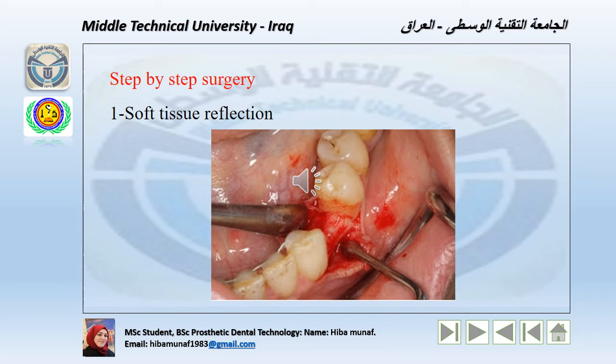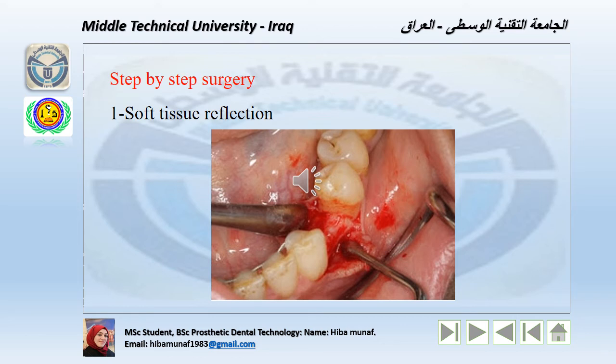Now let us discuss the step-by-step surgery. Number one, soft tissue reflection. The first step is soft tissue reflection. After we determine the place where we want to put the implant, we do the soft tissue reflection first. The incision line is extended through the interproximal and sulcular tissue of the adjacent teeth.